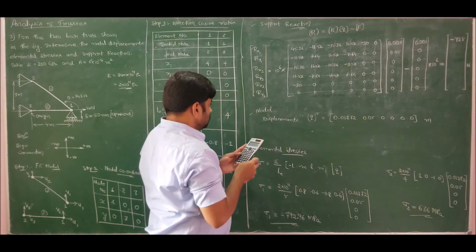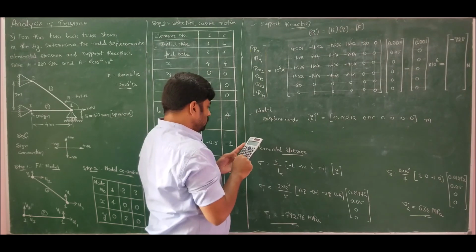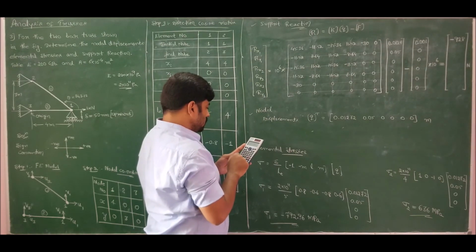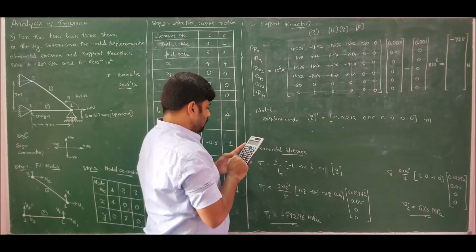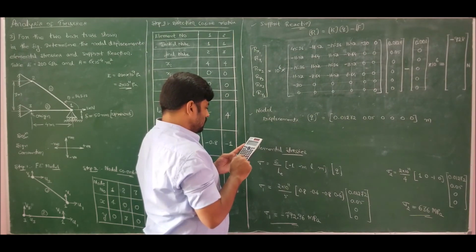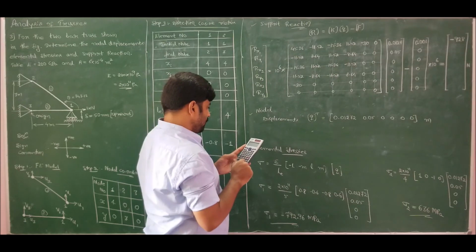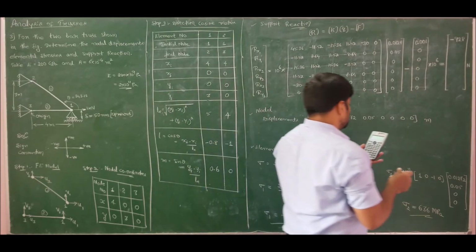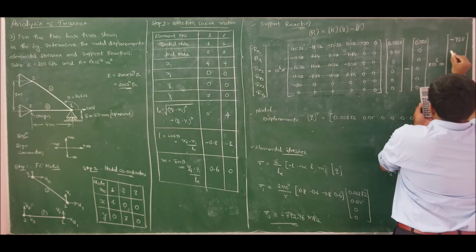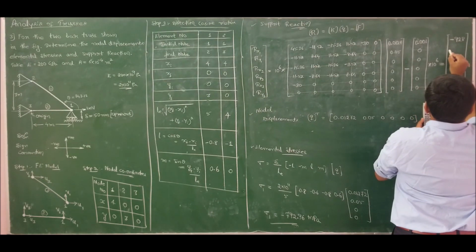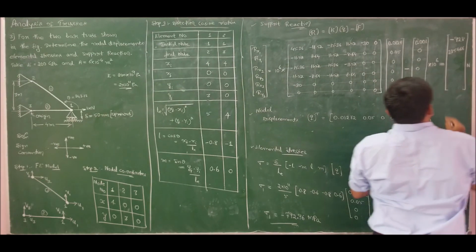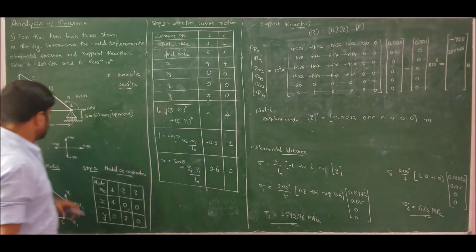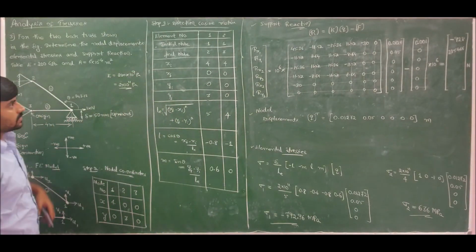Coming to Ry1, we have minus 11.52 multiplied with 0.01272 plus 8.64 multiplied by 0.05. The whole answer is multiplied by 10 to the power of 6, minus 0, which is nothing but 2,85,466. It is 2,85,466 because we have a support at node 1 in the y direction, hence we have a reaction.